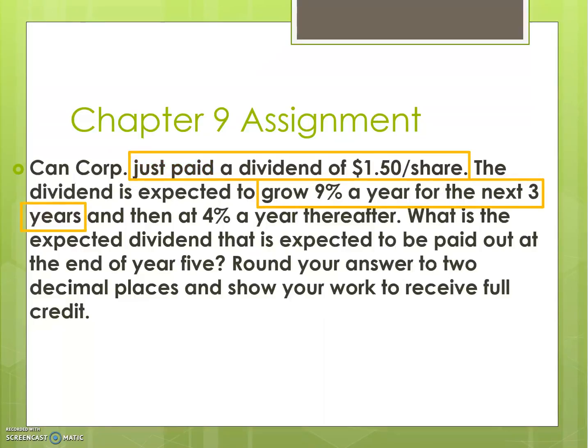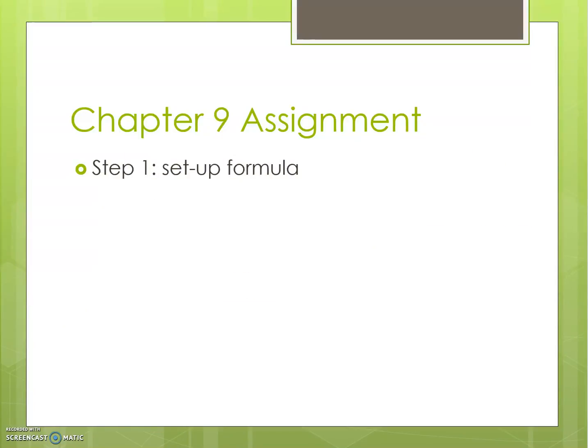That's the first thing that pops out. And that dividend is going to grow 9% a year for the next 3 years, and then 4% a year thereafter. What is the dividend at year 5? All right, so it doesn't seem too bad. We can actually set up a formula.